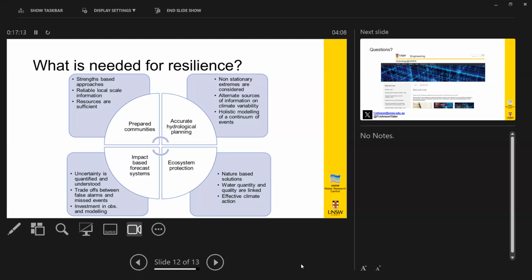And clearly we need effective climate action from governments, from a whole range of scales, as well as individuals. And we need impact-based forecasting systems where we have uncertainty being quantified and understood and dealt with. And discussions on trade-offs between false alarms and missed events. And as already came up this morning, continued investment in observations at a whole range of scales, site data, satellite data, and then modelling systems as well.